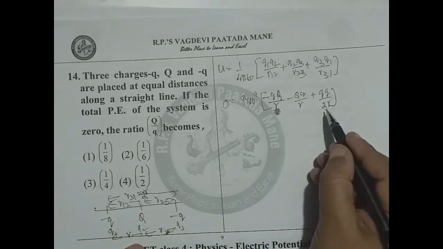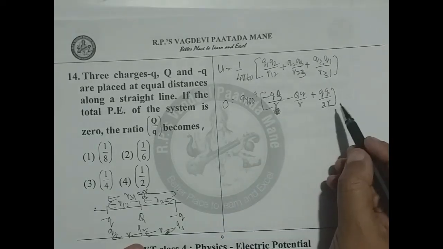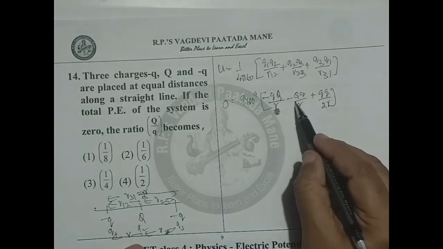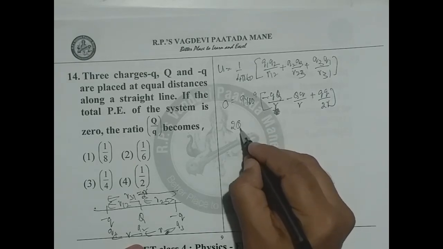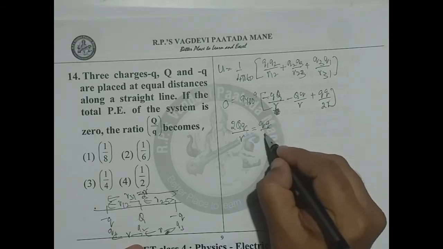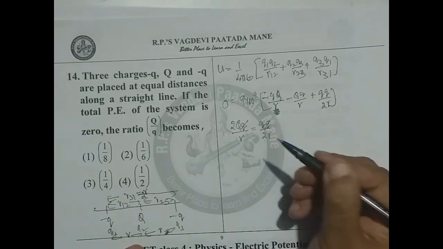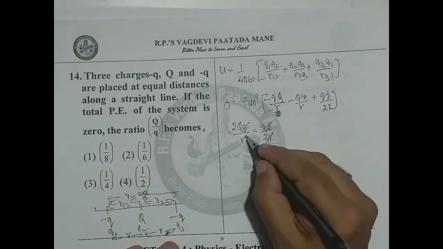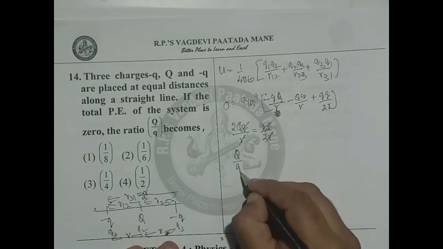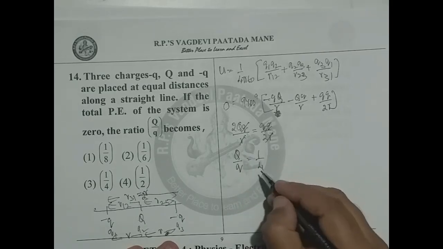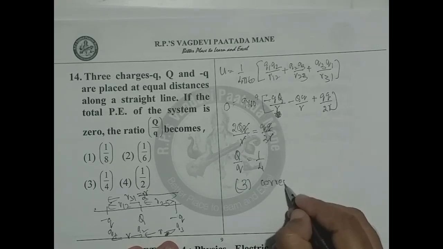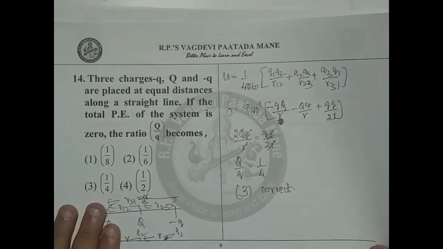Now, with all these things, observe we can simply write here minus QQ by R and minus QQ by R, so 2QQ by R is equal to QQ by 2R. Now we cancel 1 here and this R here. What we are asked to calculate is the ratio Q by Q, which I can write as 1 by 2 into 2, which is 4. So the third option is correct. Third option is correct. 1 by 4.